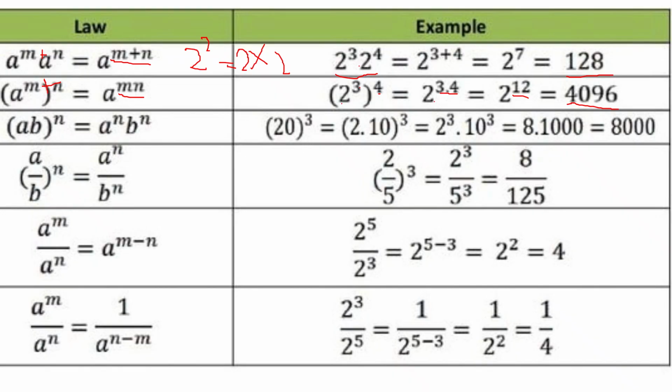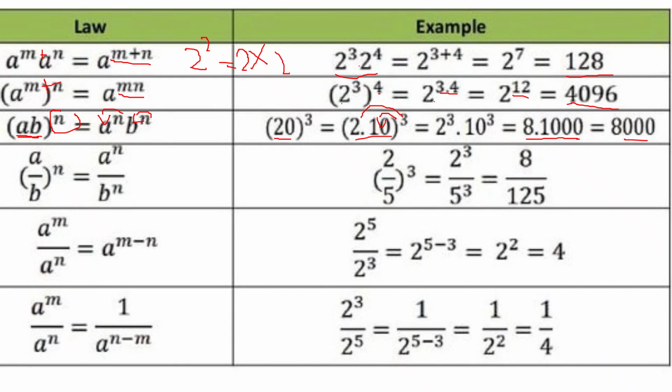Now, the third one tells us when the bases are not the same. When the bases are not the same and it's being raised to an exponent, you take that exponent and raise it to both the variables. You raise it to both the terms. An example can be here as we have 20. Now, this 20, we can separate as 2 times 10. You're going to take the cube, you raise it with the 2, and you take the cube and raise it with the 10. Therefore, you can see we have an answer of 8 times 1,000, which gives a final answer of 8,000.